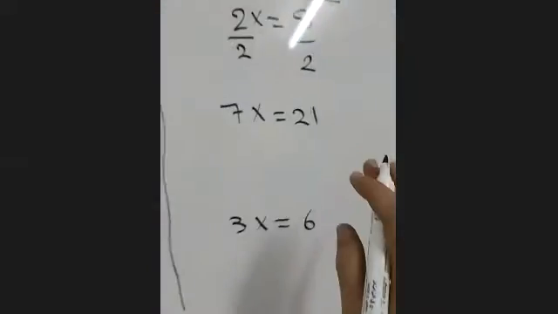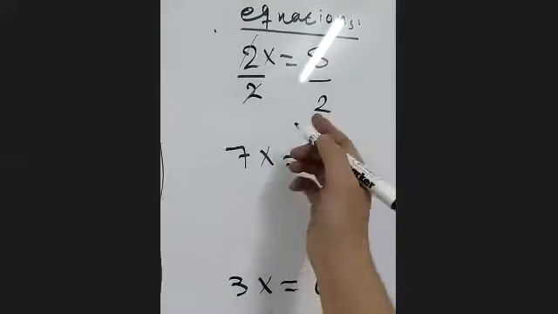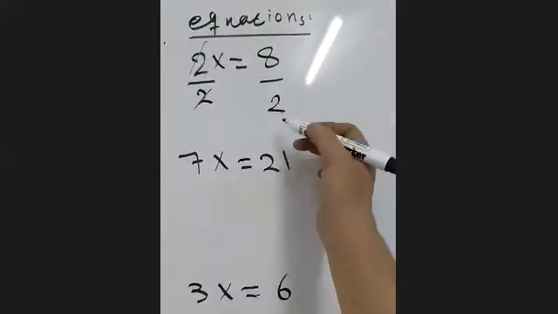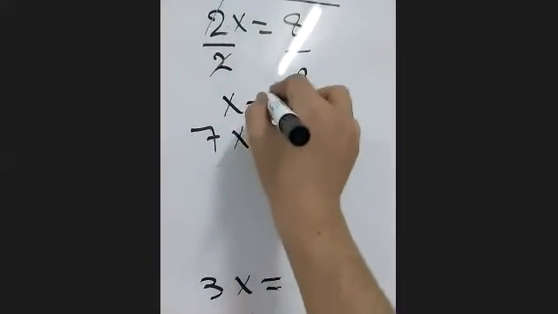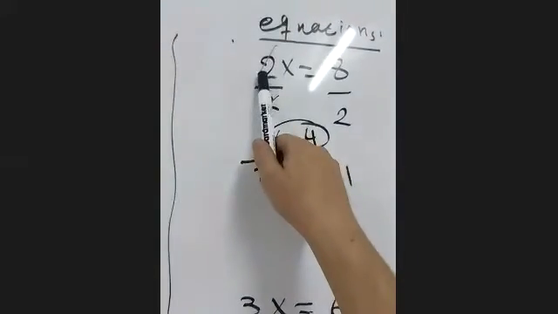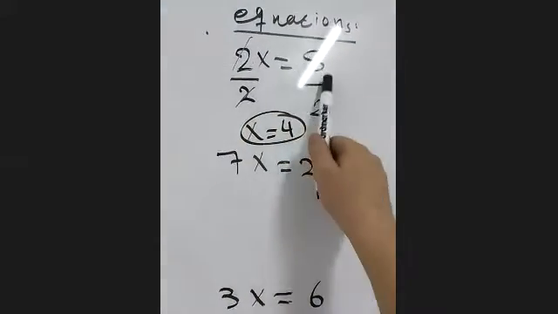It's very important. Now, we can cross the 2 with the 2 because they are equal. And here 8 divided by 2 is 4. So x equals 4. Now, 2 multiply 4 is 8.